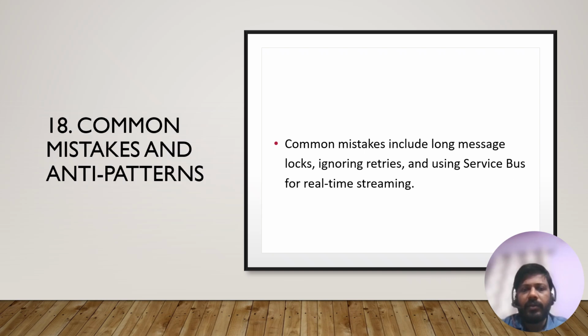So what are a few common mistakes and anti-patterns? Common mistakes include long message locks, ignoring retries, and using Service Bus for real-time streaming. Long processing without lock renewal can cause duplicate processing. Ignoring retry and dead-letter handling leads to failures. And Service Bus is not designed for high-frequency telemetry streaming. So these are a few of the things to avoid to prevent performance issues with Service Bus.